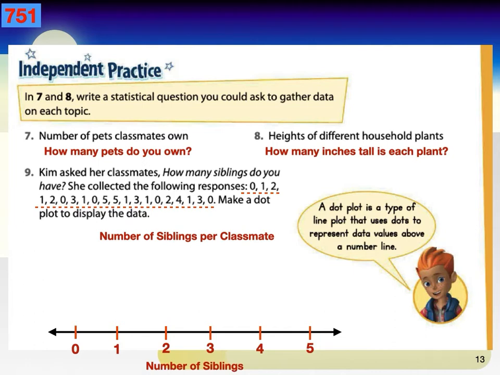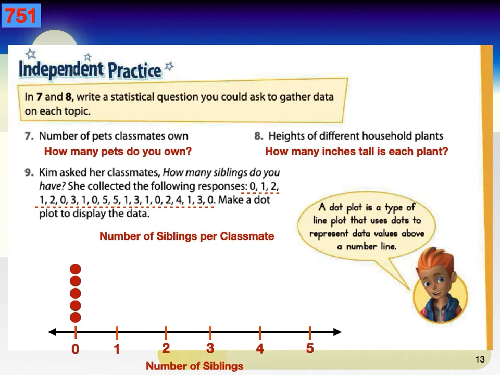We are now going to make the dot plot using dots. So let us first count how many responses were 0. 1, 2, 3, 4, 5. So we are going to make 5 dots.